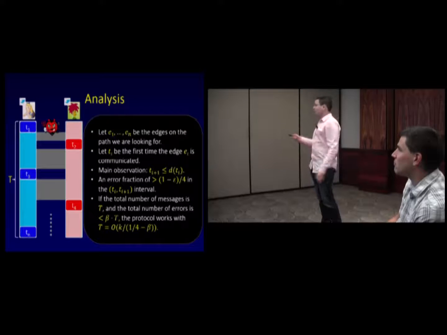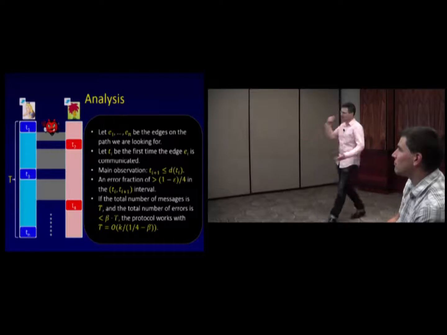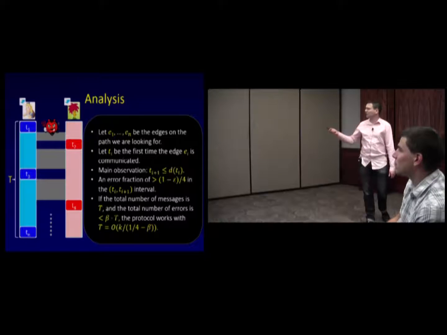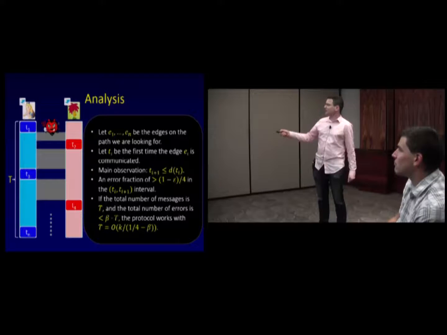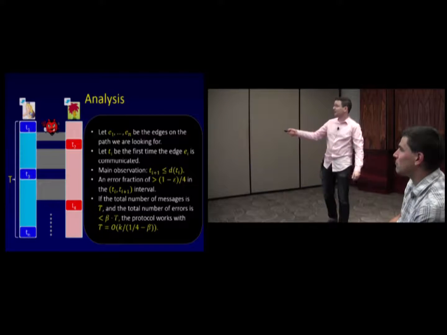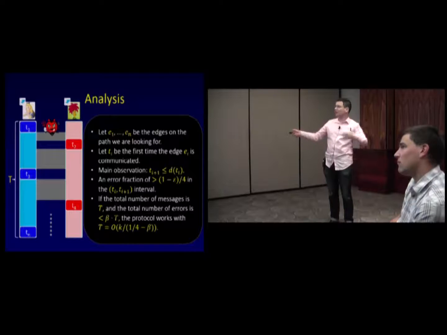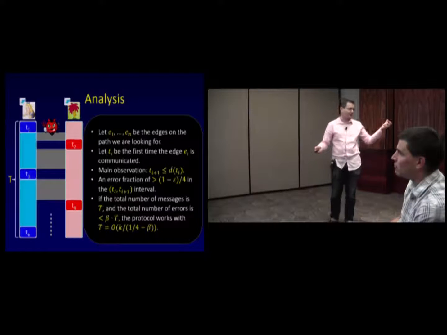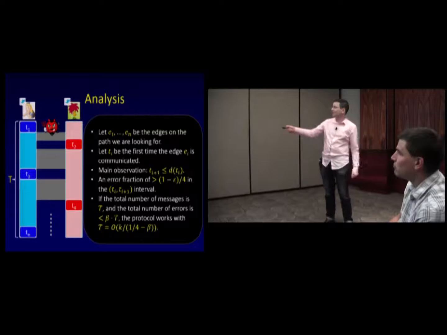Okay, so here's the analysis in one slide. It takes a little more to write formally, but basically this is it. So let's denote by the times these are the times they realize they get to the ith edge on the correct path. So Alice immediately sends T1. This is the E1. This is the first thing she does.